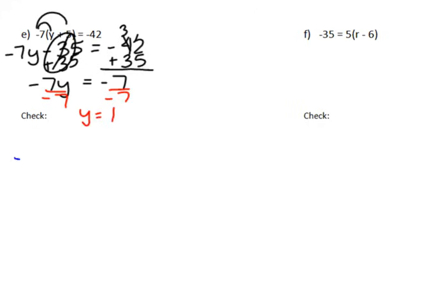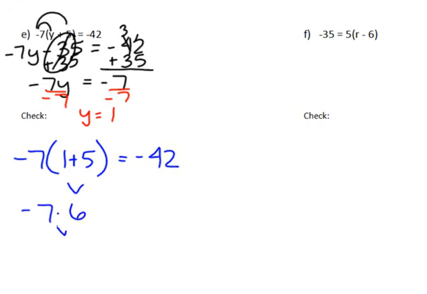Then when we check it, negative 7 multiplied by 1 plus 5 will hopefully equal negative 42. So we'll follow order of operations. We don't need to distribute on the check it step. And negative 7 times 6 is negative 42. So that will work. All right, part F will distribute on the right-hand side. So 5 groups of R is 5R. 5 times negative 6 is negative 30.